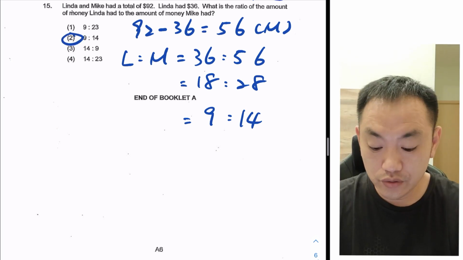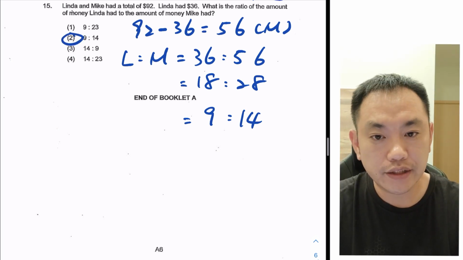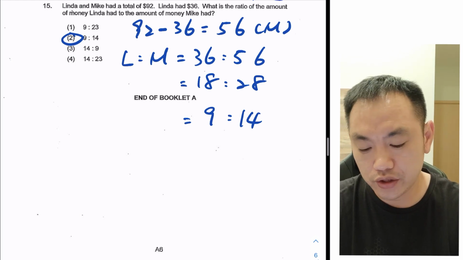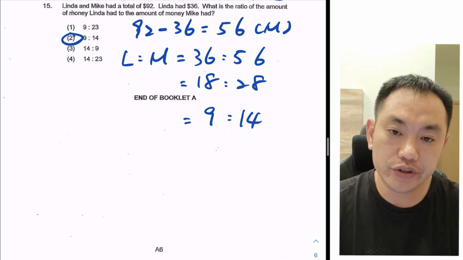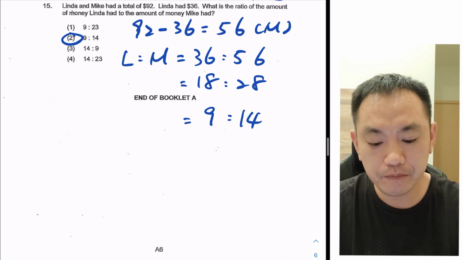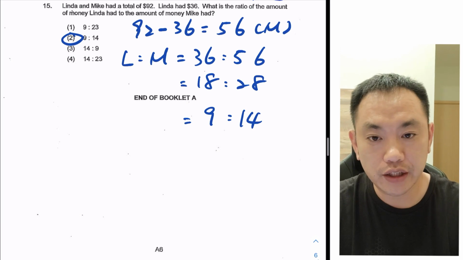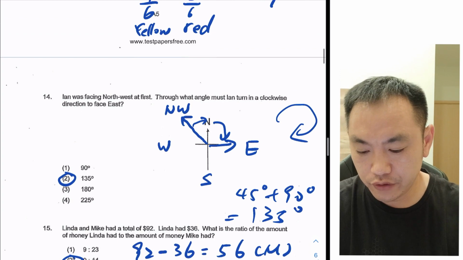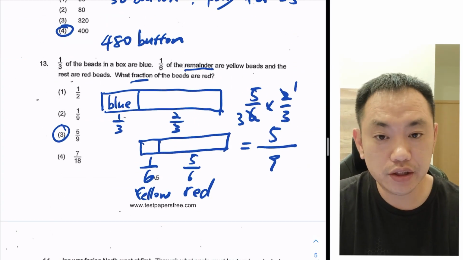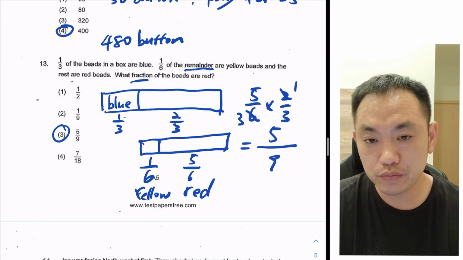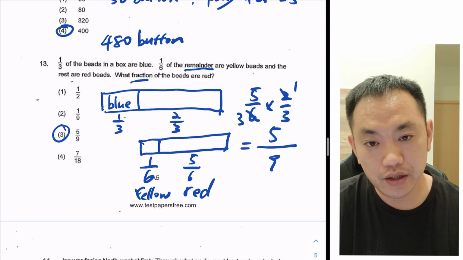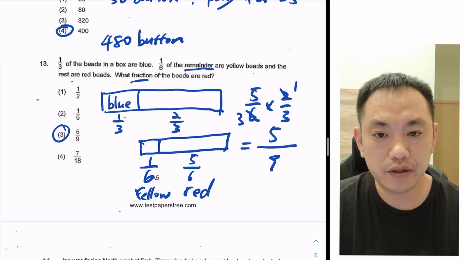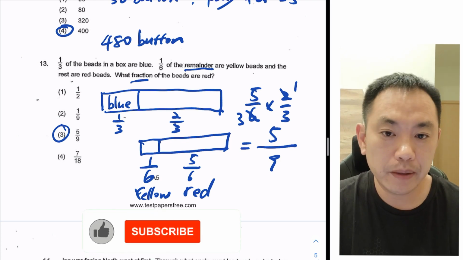Okay, so that's the end of booklet A, and then I will show another video for booklet B and also the second paper. Okay, but I think the questions are pretty straightforward. There should be no reason why you cannot get 100% for these parts of the paper. I do believe question 13 is a little bit tricky, and as I said, please do pay more attention and do more exercises or practice on this kind of question. We will see more in other schools' papers as well. Okay, so this will be the end of the paper.